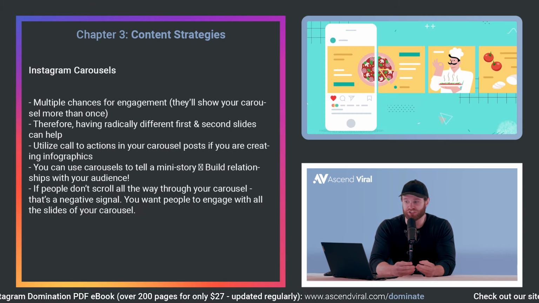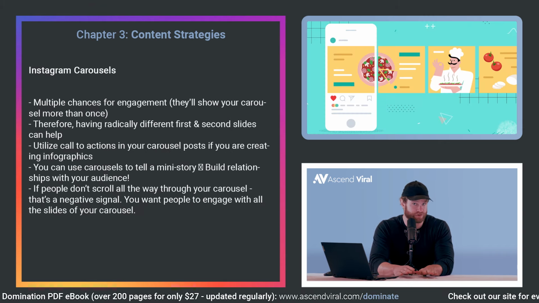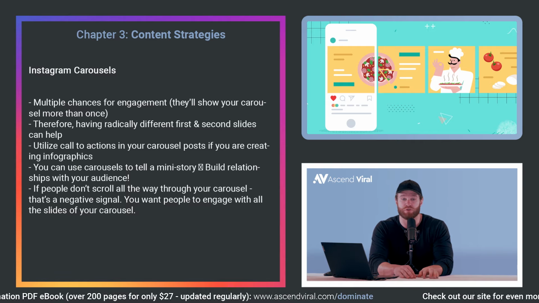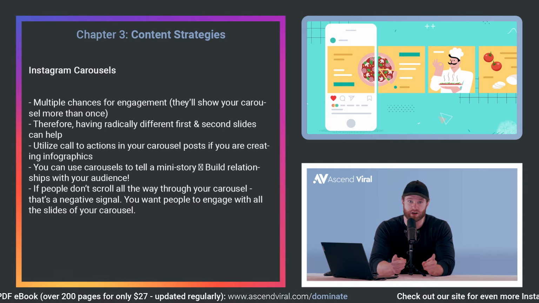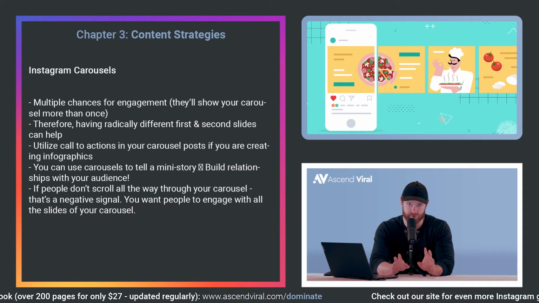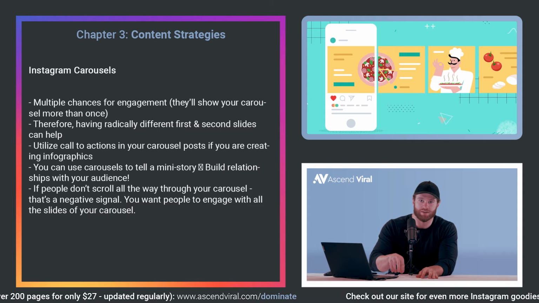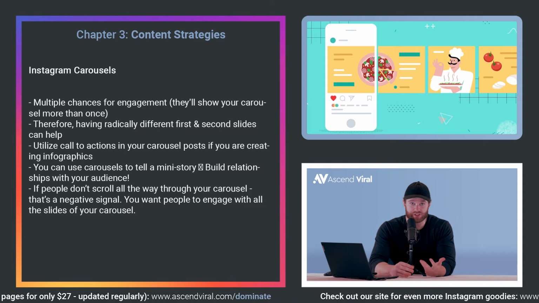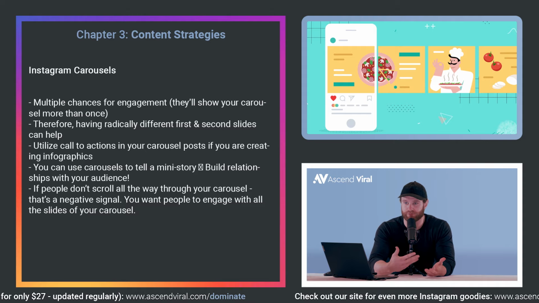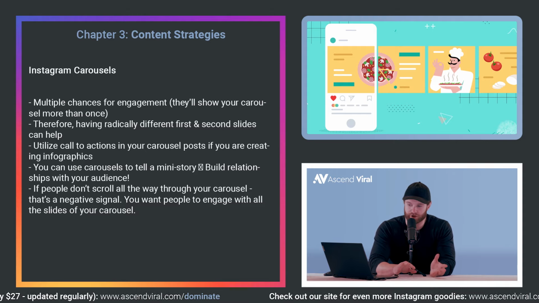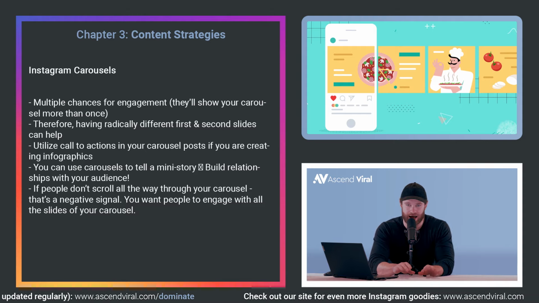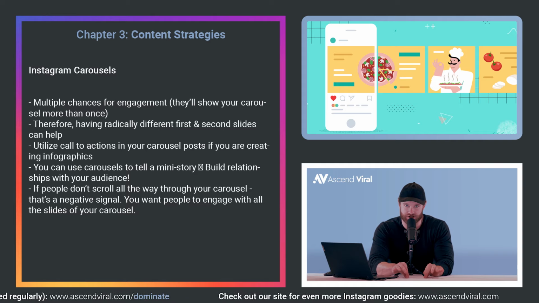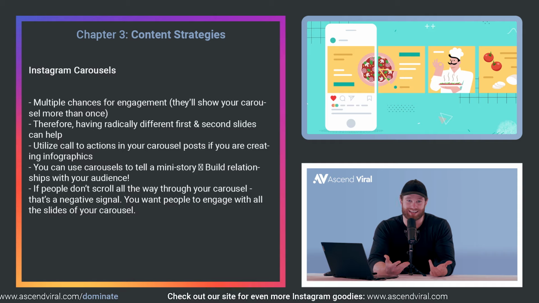Carousels. Carousels give you multiple chances for engagement on your feed. If they didn't interact with you the first time they saw it, they'll get another chance to see a different slide, usually the second slide, later on their feed. Obviously, you can't just post the same photo multiple times. So a little tip I like doing is having radically different first and second slides. If they don't commit to the first slide, then maybe they'll commit to the second slide.